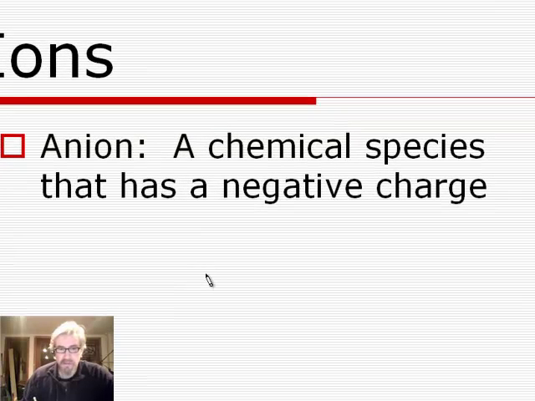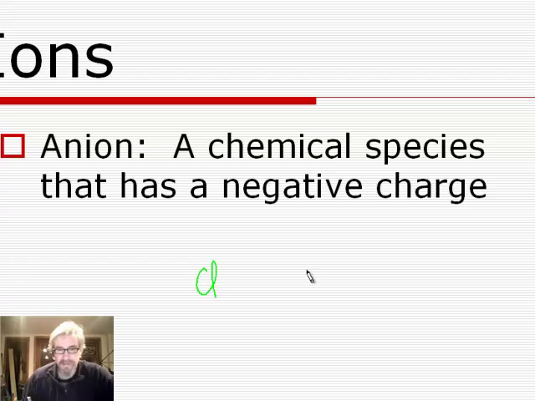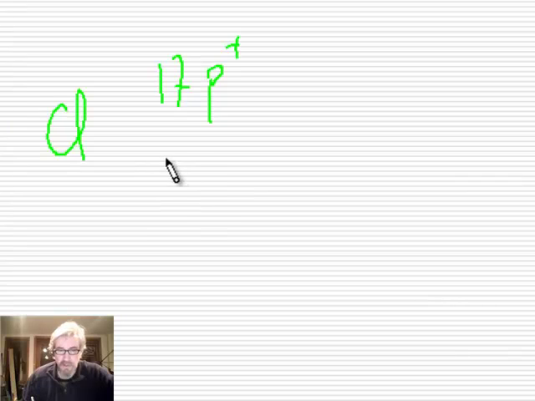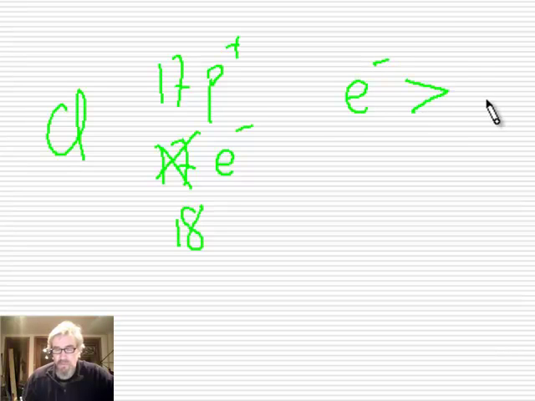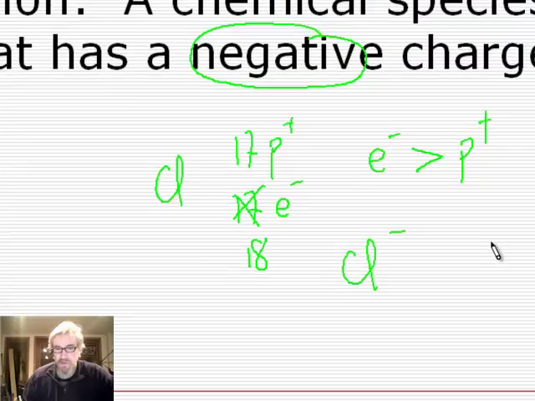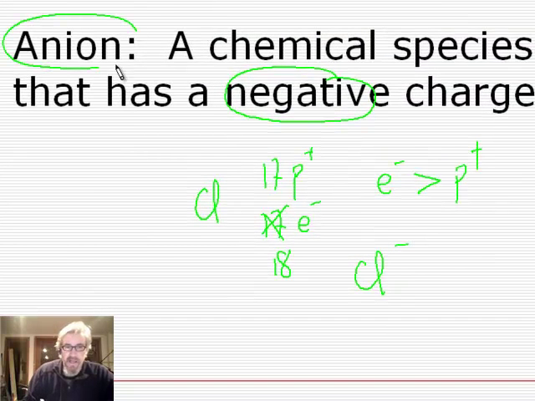There's another way that could happen. Let's take a look at chlorine. Chlorine is atomic number 17, so that means it has 17 protons. A neutral atom of chlorine has 17 electrons as well. But if I were somehow to change the count so that I had 18 electrons, now my electrons would be outnumbering my protons. And that means overall the species would have a negative charge. Like this chlorine has a 1 minus charge. Species that have negative charge are called anions.